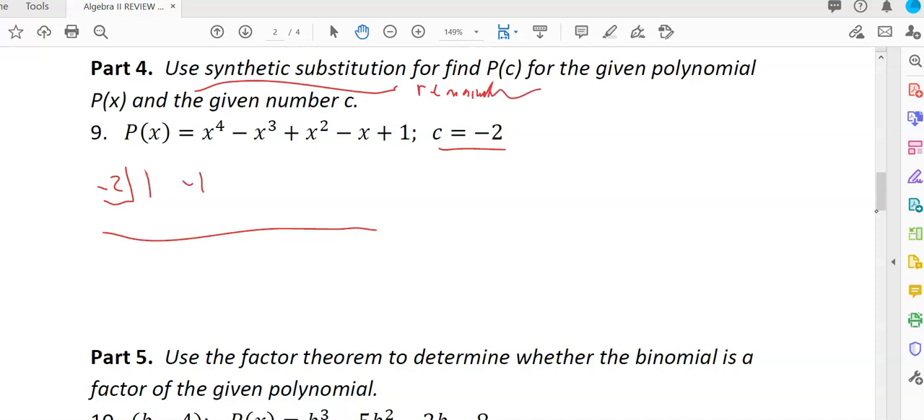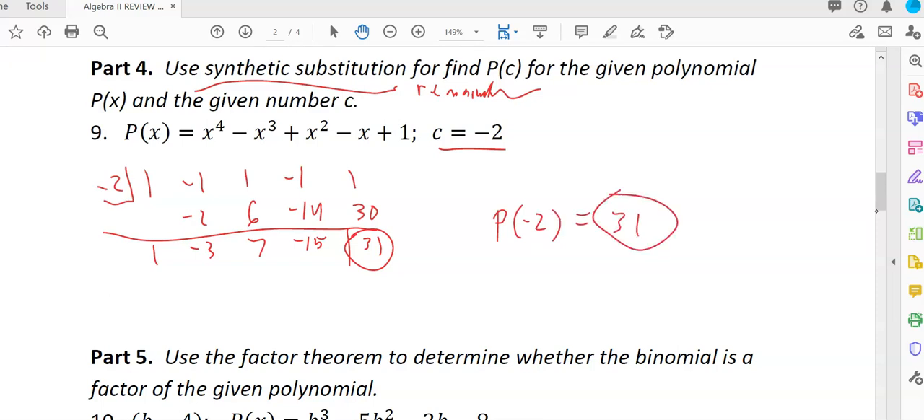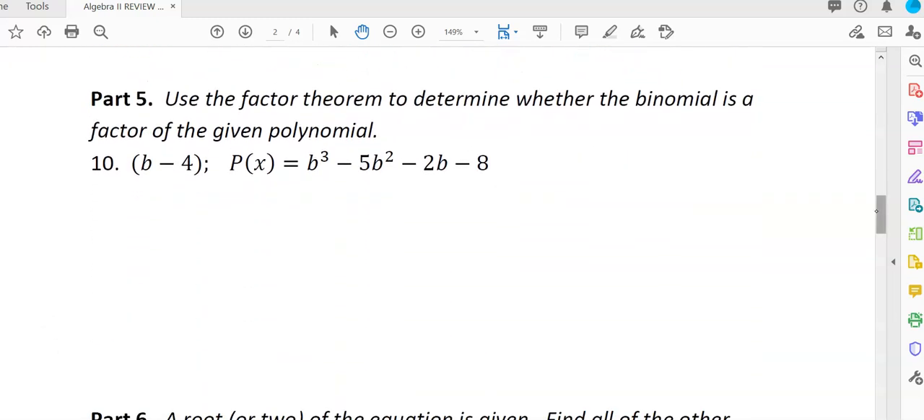So 1, negative 1, 1, negative 1, 1. Okay, so 1, this is negative 2, negative 3, 6, 7, negative 14, negative 15, positive 30, 31. So my answer is 31. In other words, the question was, what is P of negative 2? The answer is 31. The answer is the remainder when you do synthetic substitution.